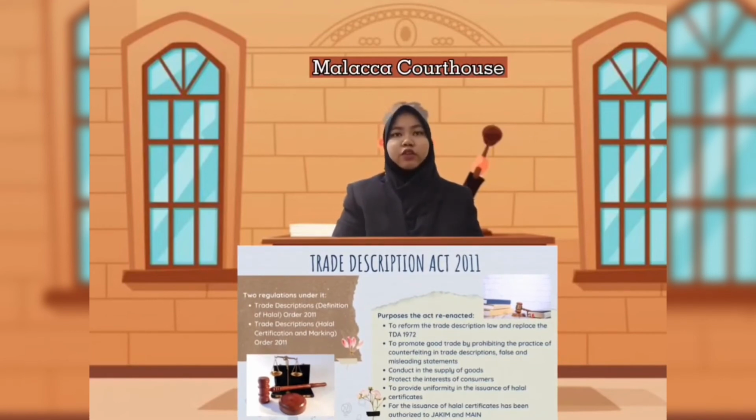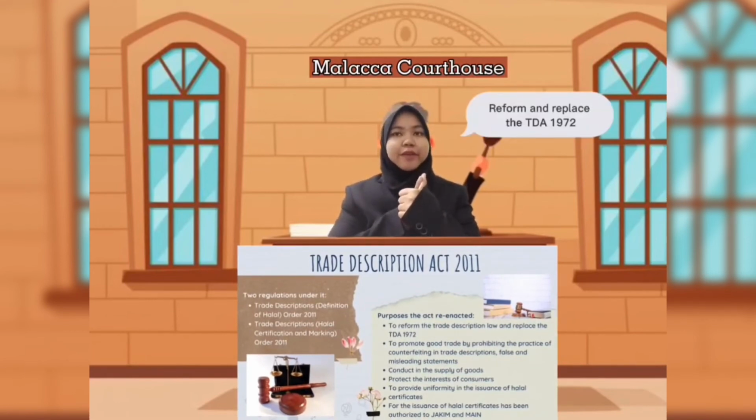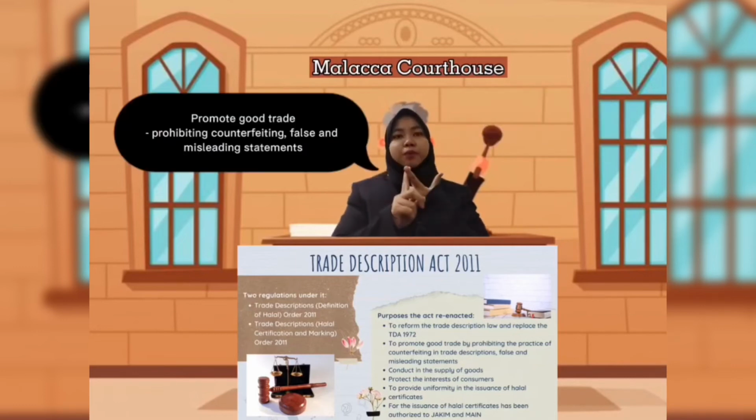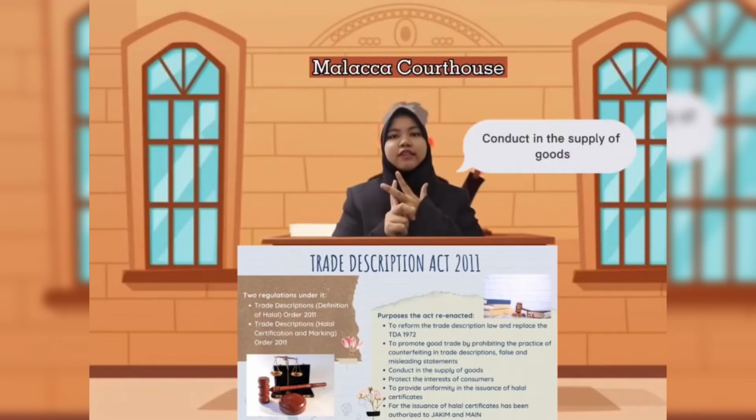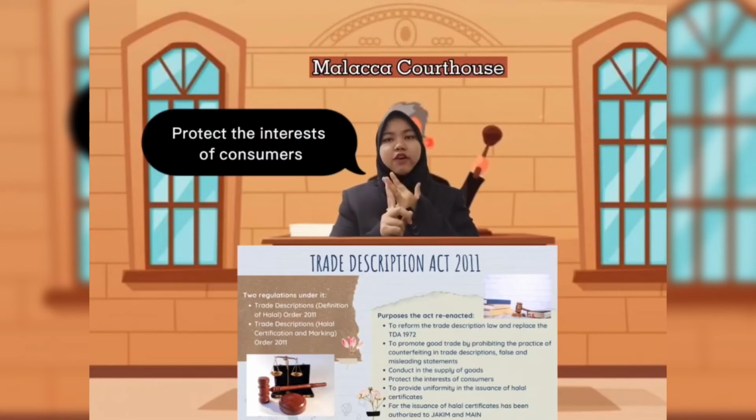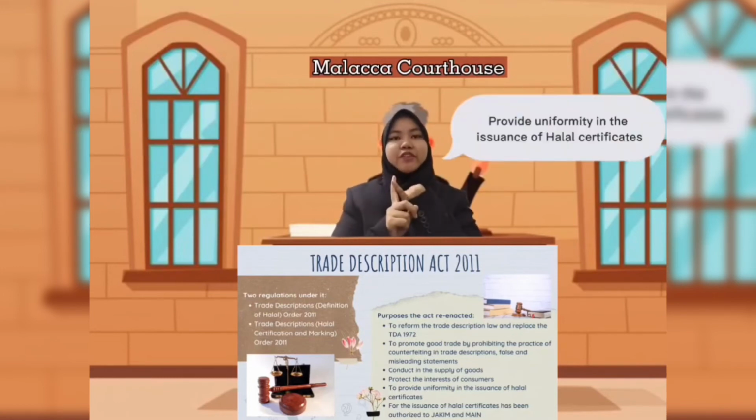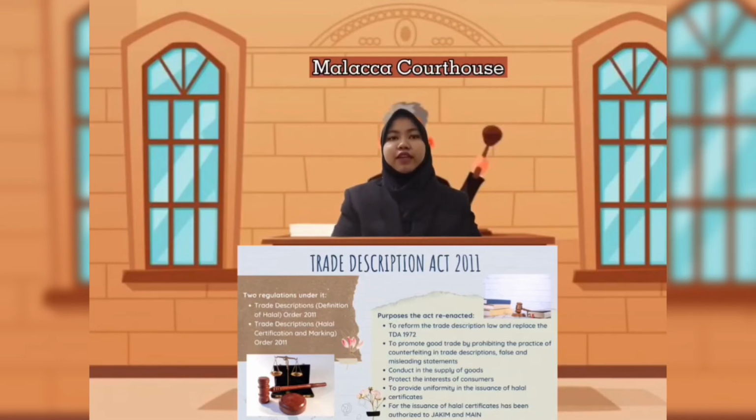Its purposes are to reform the trade description law and replace the TDA 1972, to promote good trade by prohibiting the practice of conflicting trade descriptions, false and misleading statements, and conduct in the supply of goods, to protect the interests of consumers, and to provide uniformity in the issuance of halal certificates. The issuance of halal certificates has been authorized to JAKIM and the State Islamic Religious Councils, respectively, effective January 1st, 2011. So other companies do not have the authority to issue halal certificates as before.